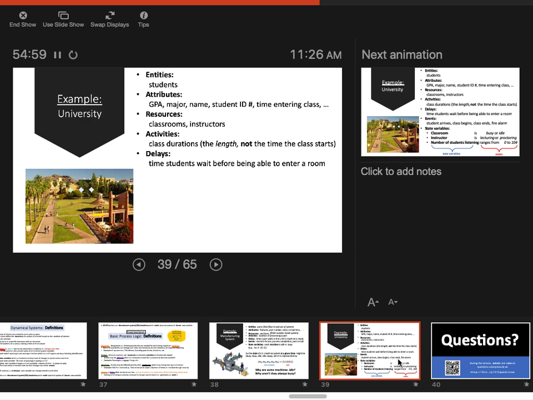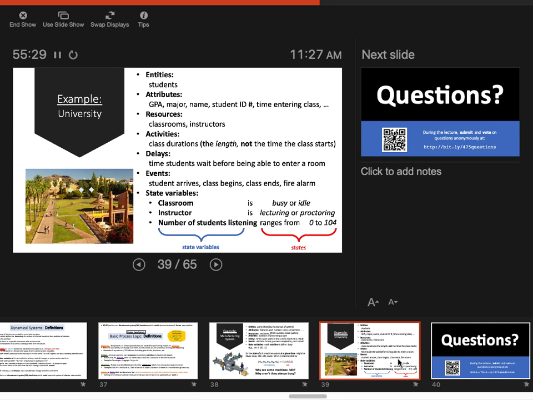Resources: classrooms and instructors. They're limited parts of the system, whereas the students are moving through the system. Activities: the duration of class is an activity, whereas delays are the time you wait before you can actually enter the class. Even though the class is scheduled for 10:30, the last class might linger a bit, and you have to wait for the classroom to become idle before you can come in. The time you're waiting for them to finish their activity is your delay.